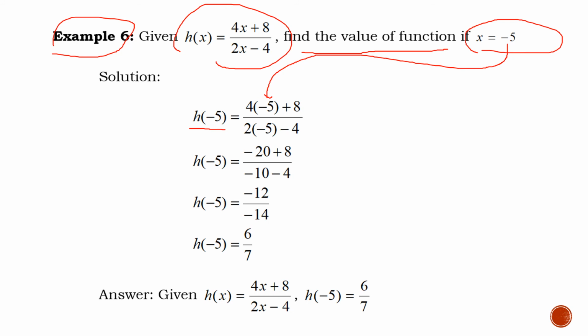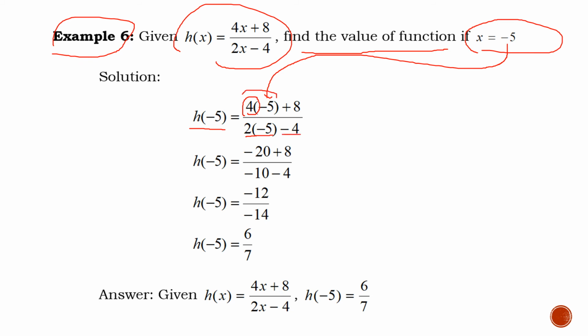So we copy the numerical coefficient 4 here. Then we substitute negative 5 as the value of your x variable. That's why it's 4 multiplied by negative 5 plus 8 over 2 times negative 5, because in the given function, which is h of x, your denominator is equal to 2x minus 4. That's why we really need to substitute negative 5 to x. That's why it's 2 multiplied by negative 5 minus 4.